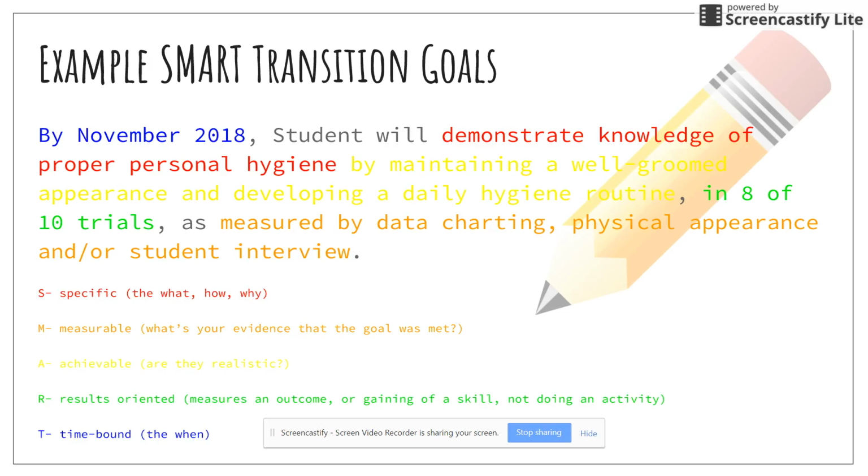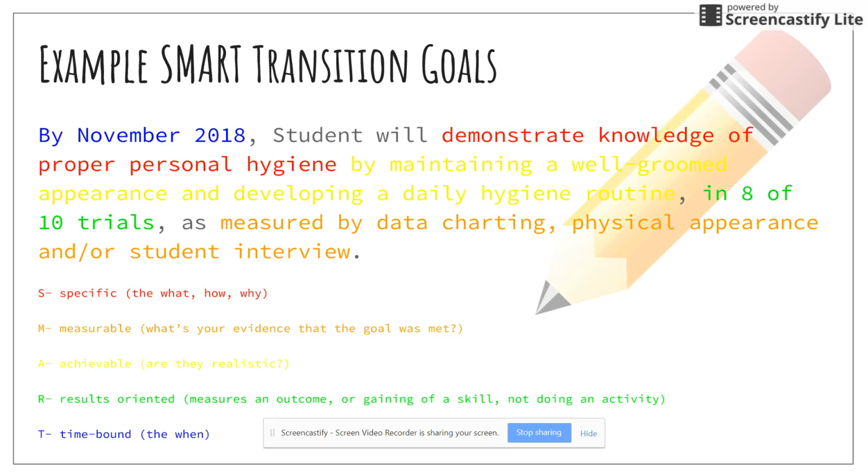Achievable. Is it realistic? So you are going to put in qualifiers in there of how they demonstrated their personal hygiene, and you should do those qualifiers in a way that is realistic to that student. For example, maintaining a well-groomed appearance and developing daily hygiene, that is realistic. It is achievable.